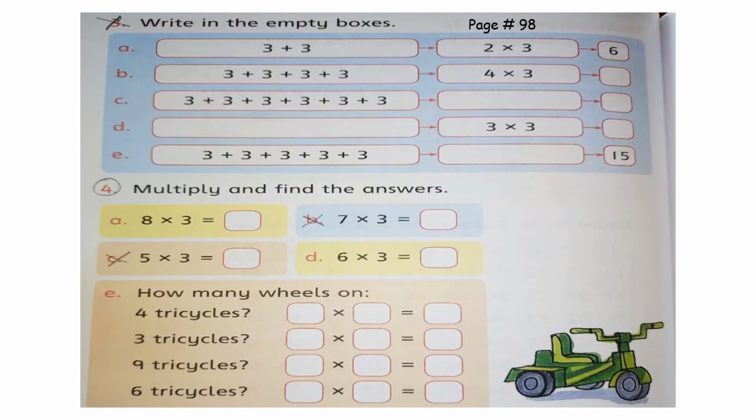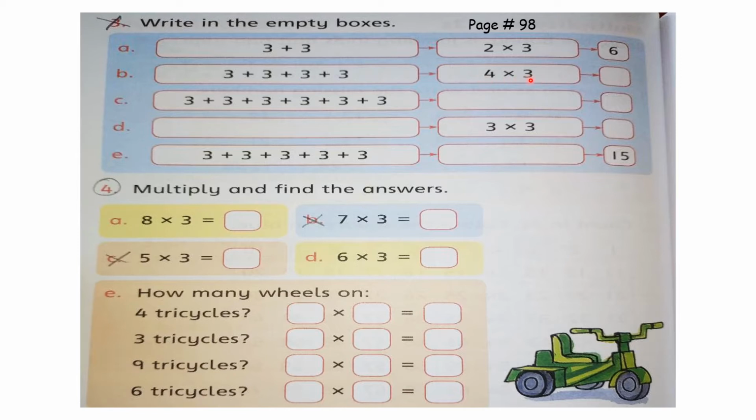Now come to page number 98. In question number 3, what you have to do is write in the empty boxes. Okay, we have to count these threes and write in these boxes here. First one is already done. What is done here? How many threes are here? 2. So we wrote 2 multiplied by 3, just like we did in the table of 2. When we were doing a 2 times table, then we did the same. Now we are counting threes. How many threes are here? 1, 2, 3, 4. So we wrote 4 into 3.